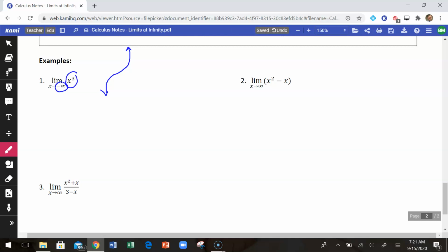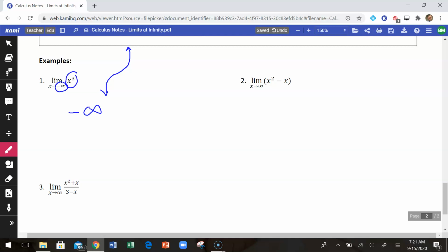So as our x's go to the left forever, where do the y values go? And the answer here, if you just think about that, if you do negative infinity cubed, we take a very large negative number and cube it, we're going to get an even larger negative number. And so the answer to this is negative infinity. As we go off to the left forever, our y's are also going down forever.